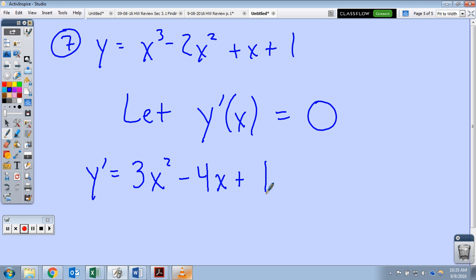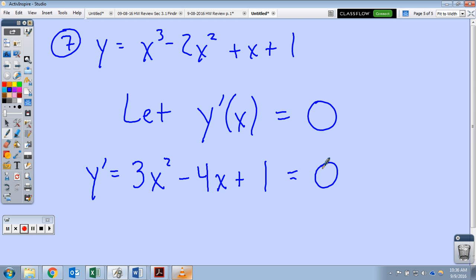So we need to let this be 0. And again, y prime of x, dy/dx, this is why I want to touch on notation, so it's all very clear. It means the same thing. y prime is a very quick way to write it. So let's let this be 0. And now you guys are back to algebra 2: quadratic formula, or factoring, whatever.